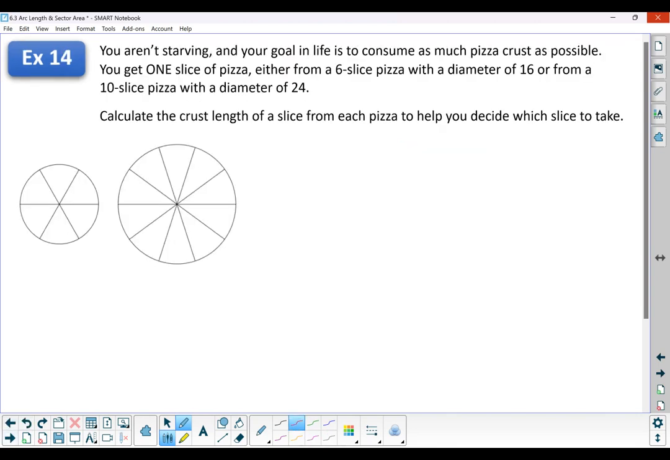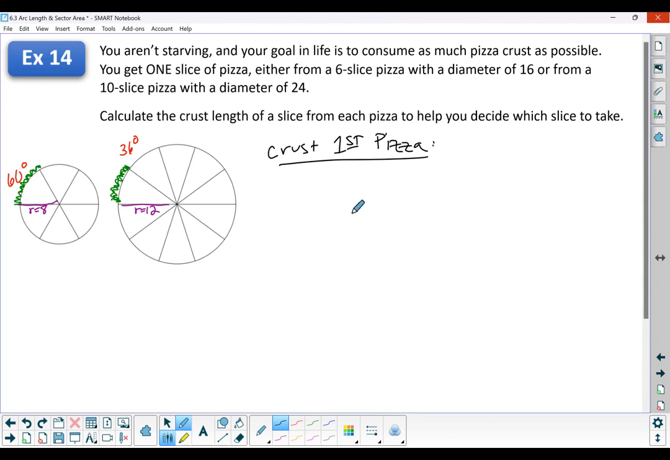Okay, same question, sort of. Same pizzas, I guess. So we've got 60 degrees and we've got 36 degrees. We have a radius of 8 and we have a radius of 12. You aren't starving, and your goal in life is to consume as much pizza crust as possible. You get one slice of pizza, either from the 16-inch pizza or from the 24-inch pizza. Calculate the crust length of each. So the crust from the first pizza.